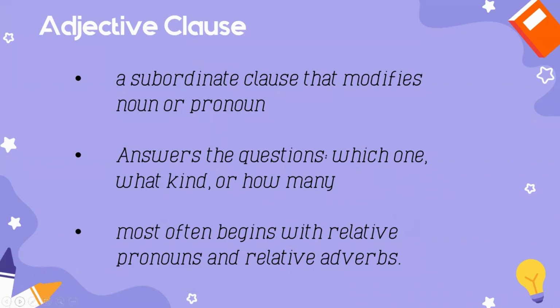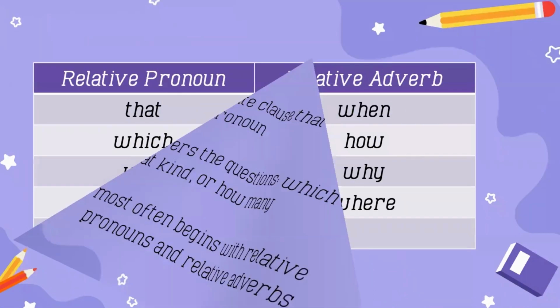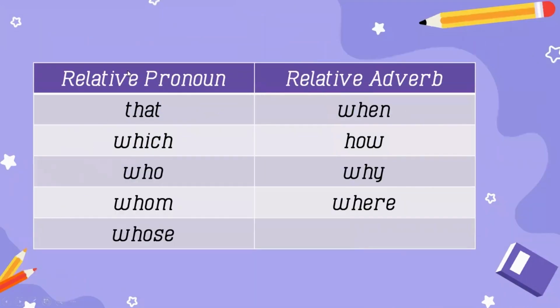So as we all know, a modifier can also be in the form of a clause. Now, these are examples of relative pronouns. So how would you know it's an adjectival clause or adjective clause? Now, here's one of the techniques. You will know that it is an adjective clause because they are introduced by relative pronouns such as that, which, who, whom, whose, or relative adverbs such as when, how, why, and where.